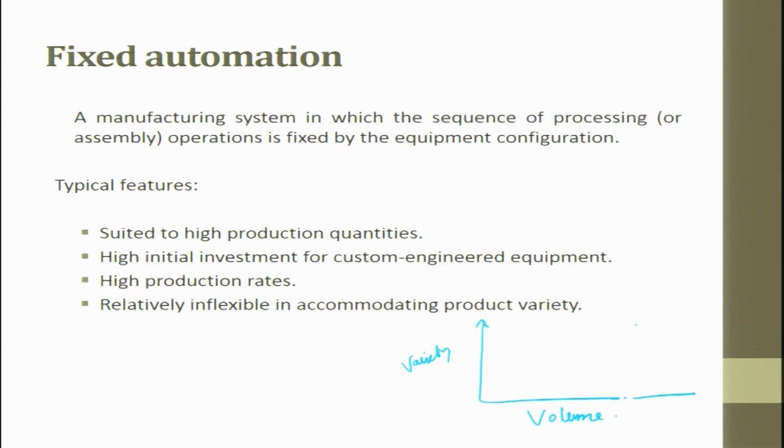So, volume very high, variety very low. So, this is fixed. Then comes programmable and then comes flexibility. Okay. So, here the volume is very high, that is what we have said, very high volume, very high investment. So, I can also say that very high investment, so it is also costly, but they produce so much, so per piece price falls down. So, it is always good for mass production.